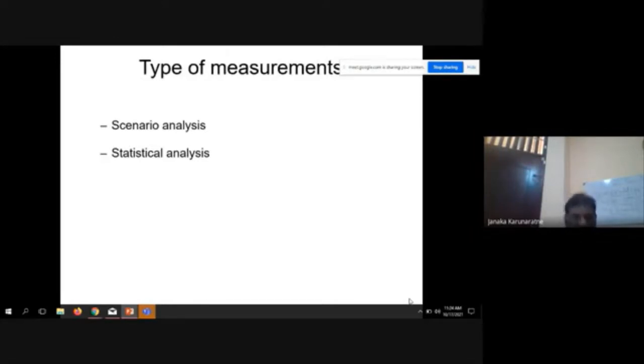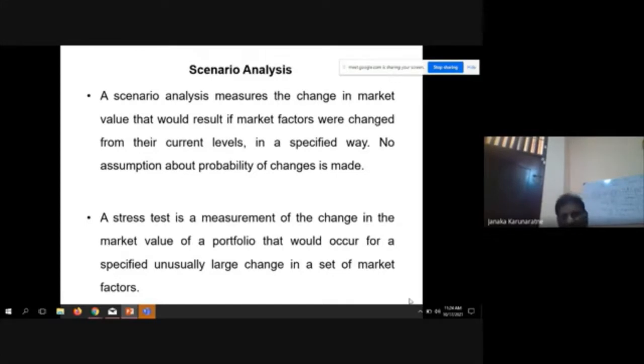Now, we already know there are different ways to measure the risk. So basically types of measurement: scenario analysis, statistical analysis, and there are so many things we can use. Now, if you look at scenario analysis, it measures the change in market value that would result if market factors were changed from their current levels in a specified way. So an assumption about the probability of changes is made. It's something like looking at different scenarios which can take place in the market, based on certain assumptions of probabilities, and evaluating the impact.